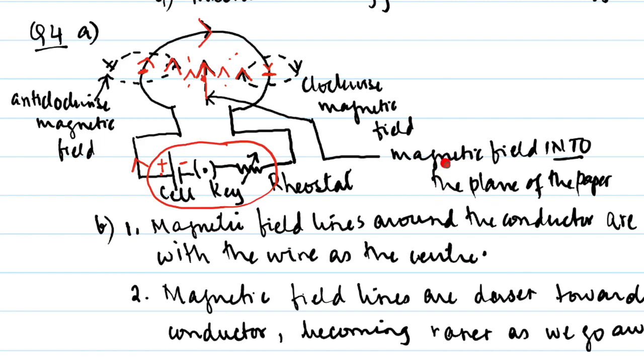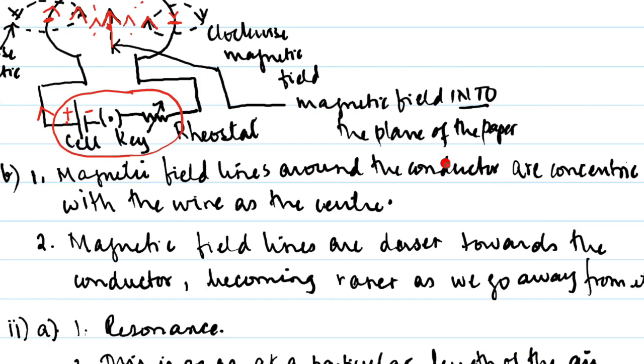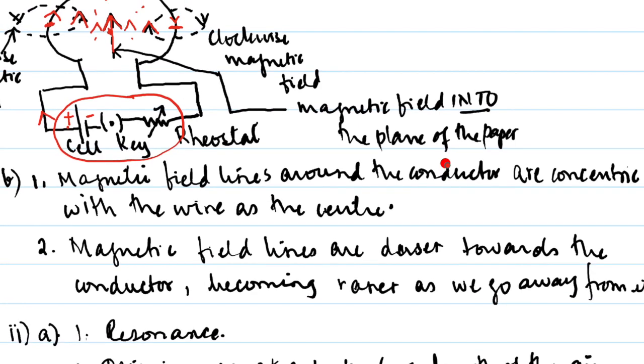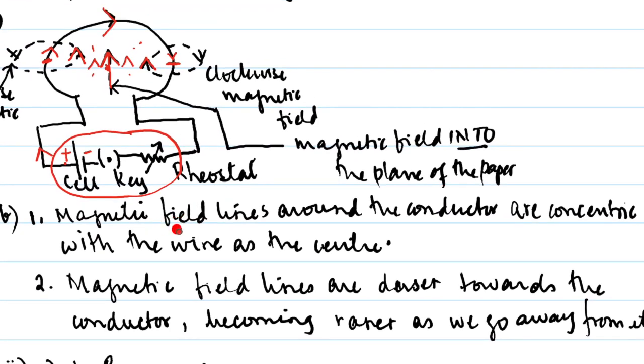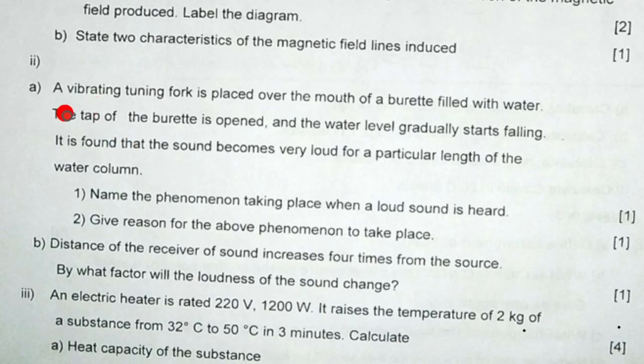Then in the B part, we had to write the two characteristics of magnetic field line. Number one, now this is all learning work, okay? Number one, magnetic field lines around the conductor, they are concentric with the wire as the center. And the second one, magnetic field lines are denser towards the conductor and they become rarer as we go away from it. Let's come to the second question.